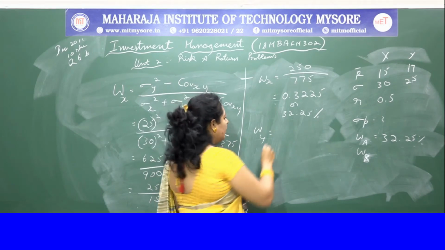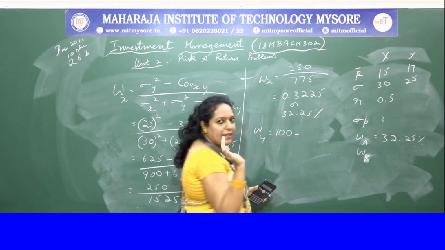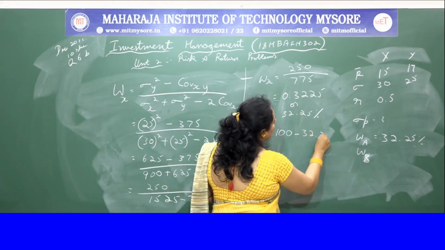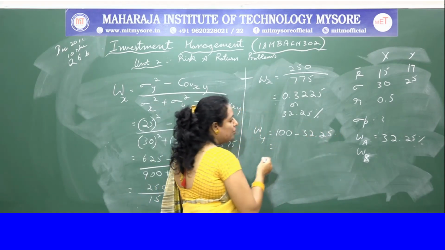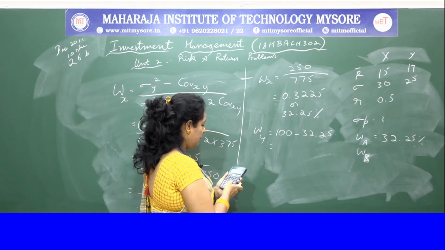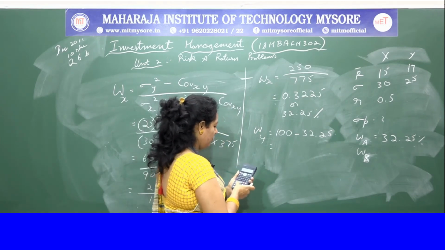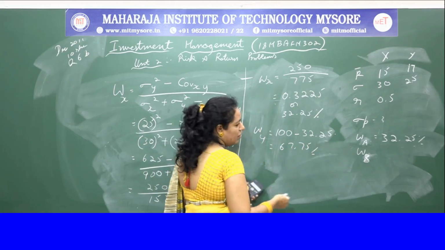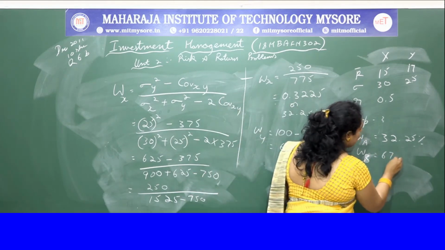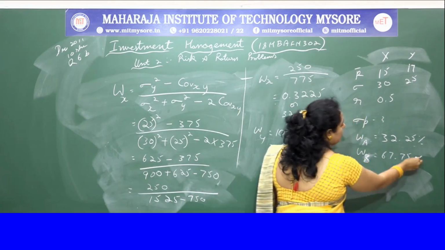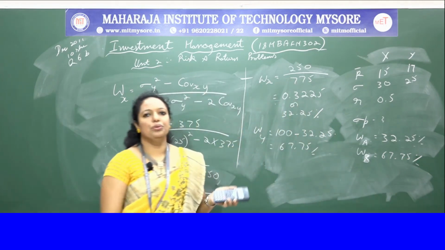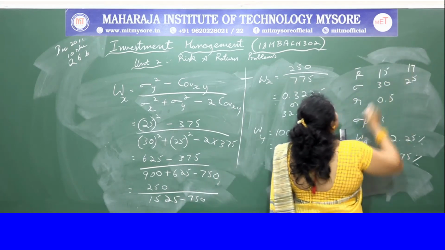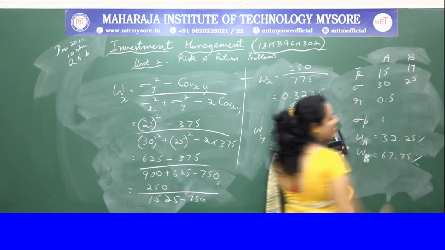Weight Y is easy. Total percentages is 100, right? So you have to consider 100 minus 32.25. Okay, so you get 100 minus 32.25, you get 67.75%. Okay, so your weight is 67.75%. These are the two new weights. Okay, so weights we have got. That was confusing, so I changed.